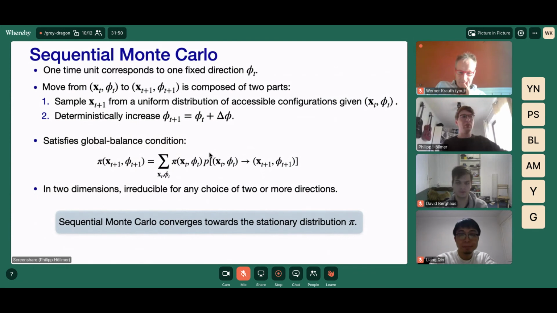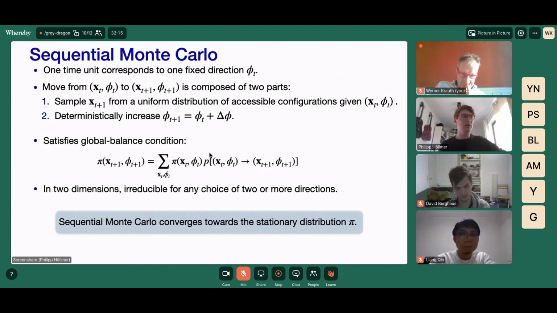The global balance condition is only one thing one needs to think about. The other thing is irreducibility. And of course, if we are in 2 dimensions, we can assure irreducibility for any choice of 2 or more directions. So, with these 2 points, we can conclude that sequential Monte Carlo converges towards this desired stationary distribution pi. So in our ring system, every position in this ring omega has the same probability density.